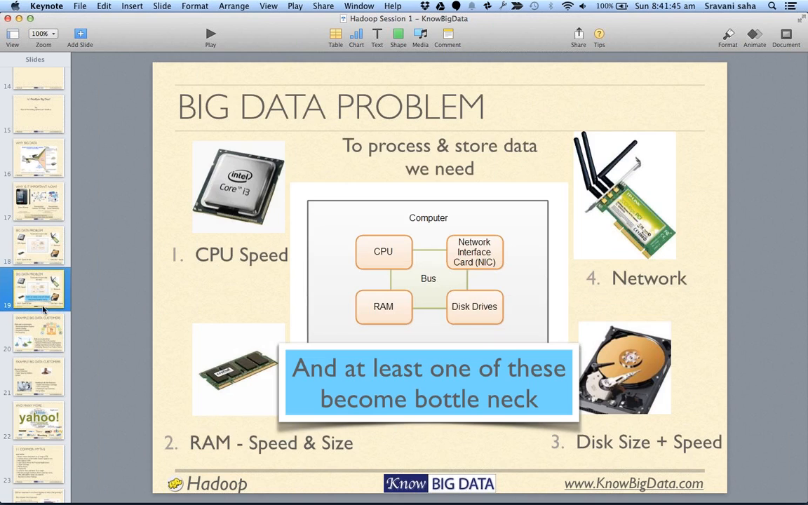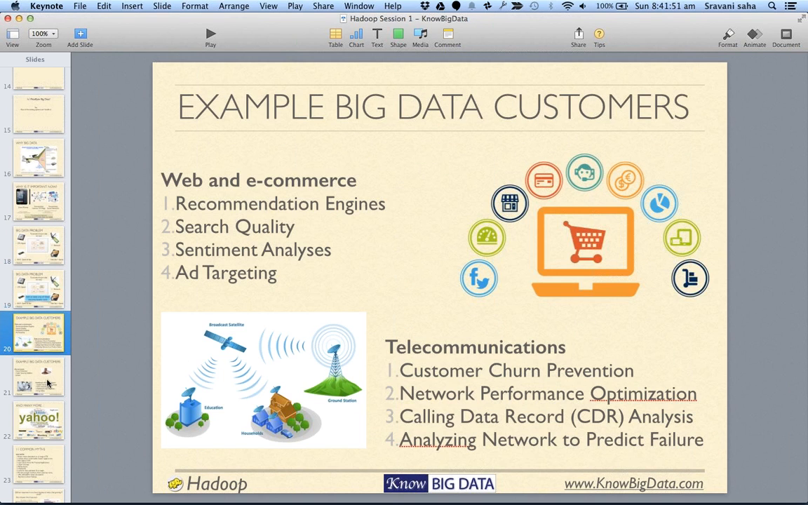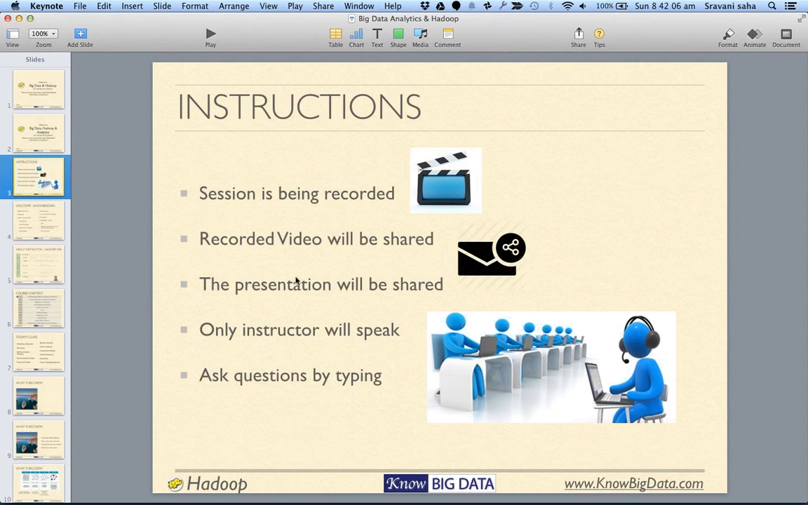All right. Now let me give you a few examples of big data customers where big data really matters. The first one is the recommendation engine. A recommendation engine is something like Amazon's.